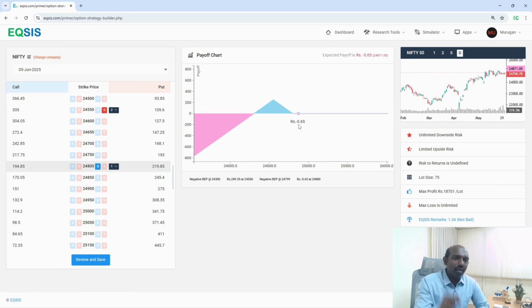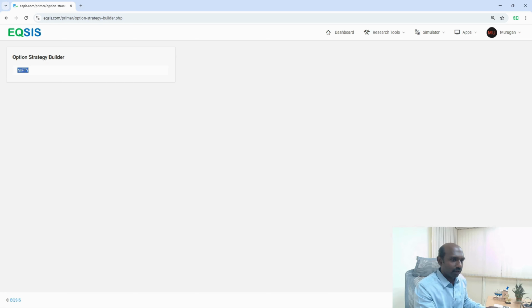But let me now show you an example with respect to Bank Nifty that has some clear difference, so that we can understand where the market is heading for this particular month. So let me get into Bank Nifty here.